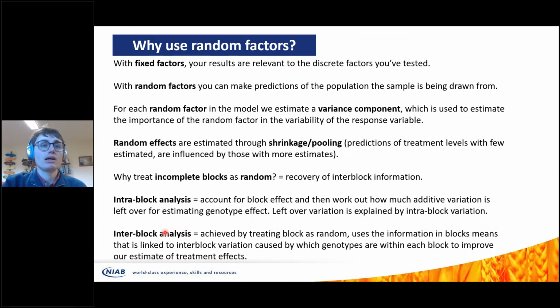If we treat them as random, we move to this interblock analysis where we use the information in block means that is linked to the interblock variation caused by which genotypes are within each block to improve our estimate of treatment effects. We're utilizing that extra information, and the method for doing this would be to treat incomplete blocks as random using software such as lme4 in R.